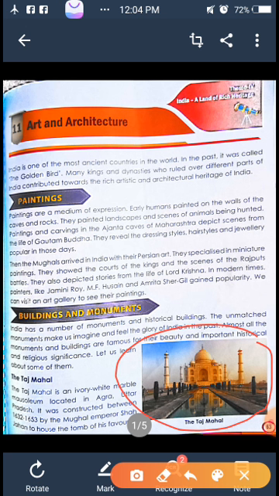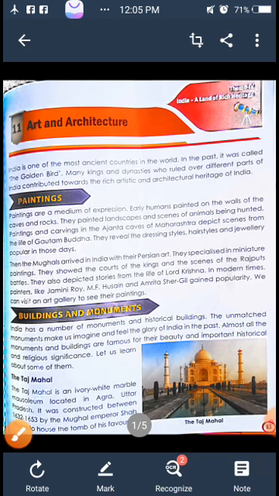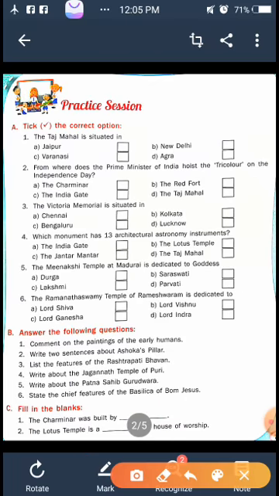So I request all the students, please open this chapter, page number 63. You can see Art and Architecture, and open that exercise page. Now go to the exercise. Before filling in the book, students, please bring out your pencil, sharpener and eraser. Whenever it is needed, you just write in the book. So here is the first question.